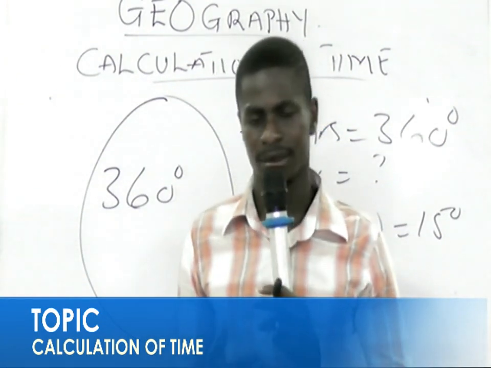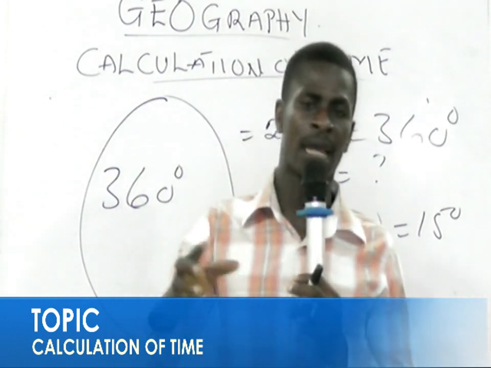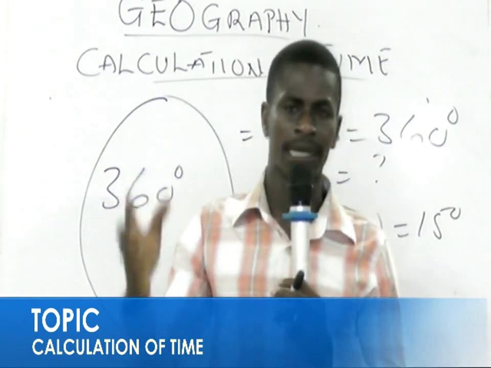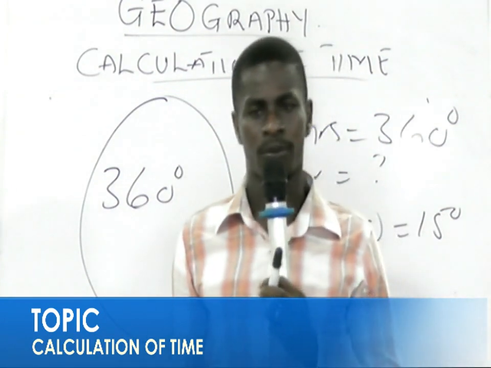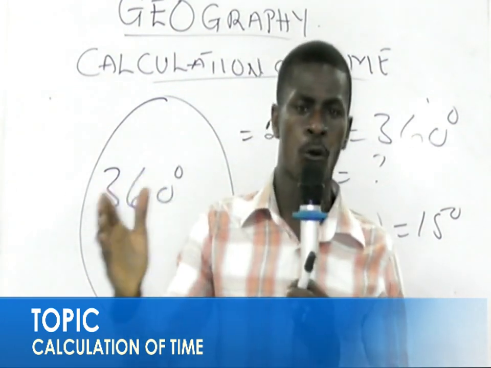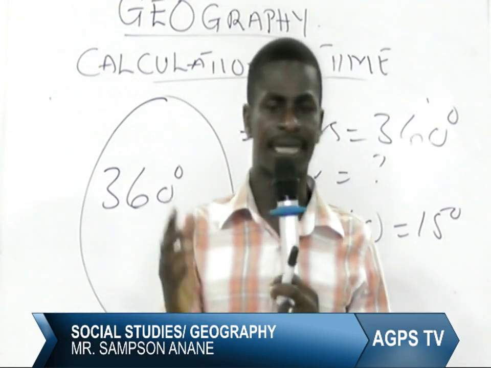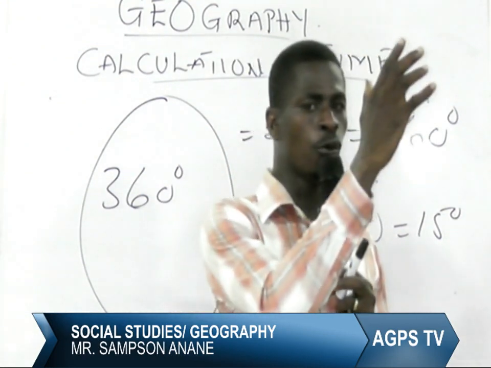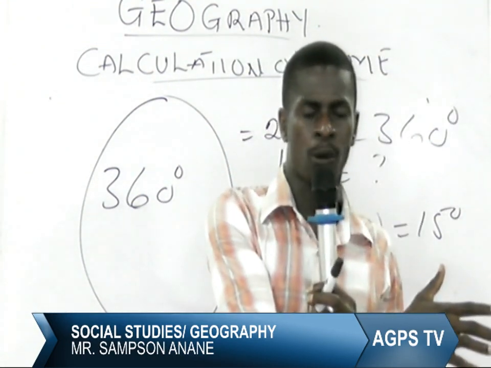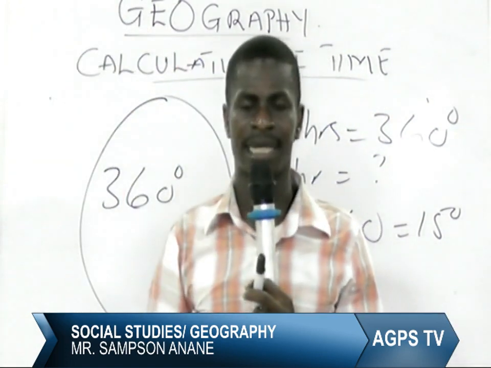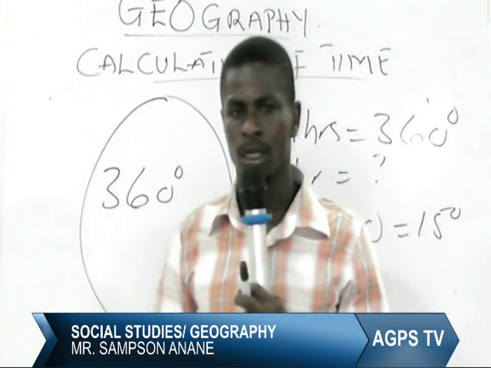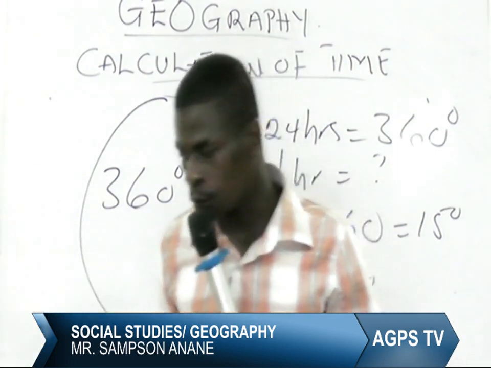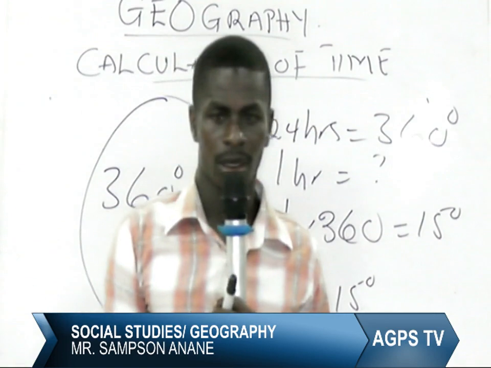Having said that, we say that the lines of longitude are used to calculate time. And you know that we have two divisions. Longitudes are divided into 180 degrees west and 180 degrees east, because the earth spans from west to east. And so to calculate time, there are certain things you must understand.